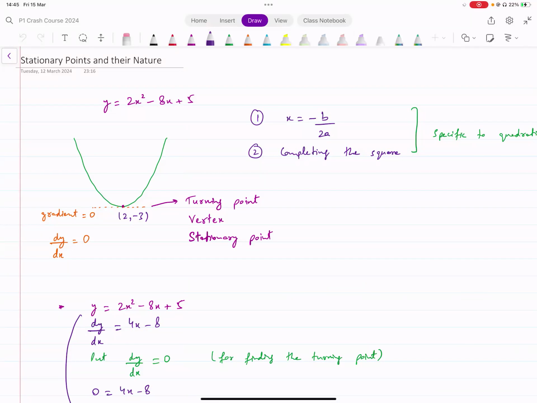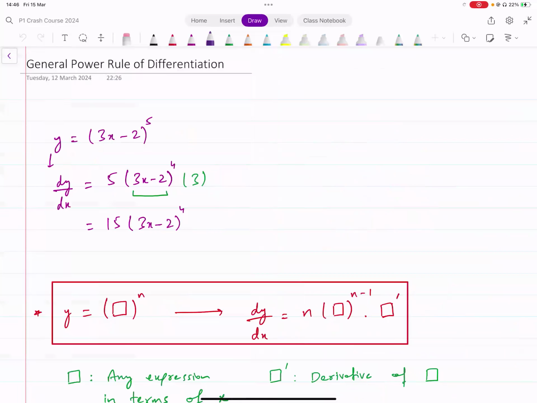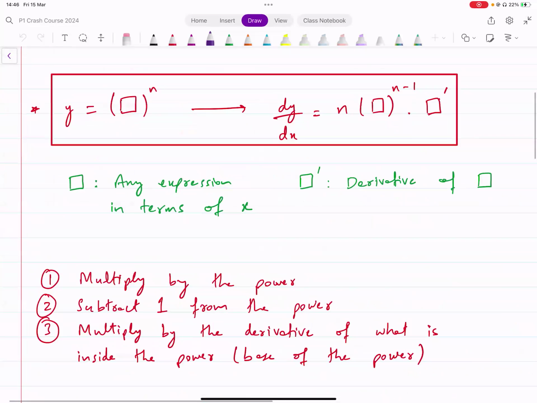So we were doing differentiation, and in the last session, we talked about equations of tangents and also stationary points and their nature. So what have we done until now? This is the major thing that we've done. We talked about how to differentiate functions that look like this using the power rule, where you have some expression raised to power some number. How do you differentiate it? You multiply by the power, you subtract one from the power, and you multiply by the derivative of the base of the power. That's what we did.